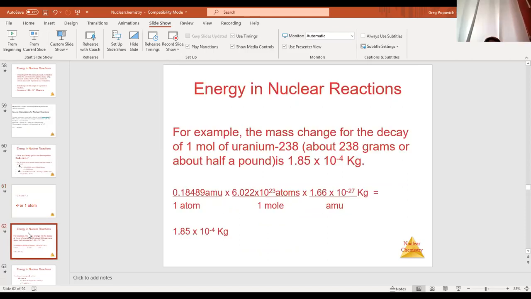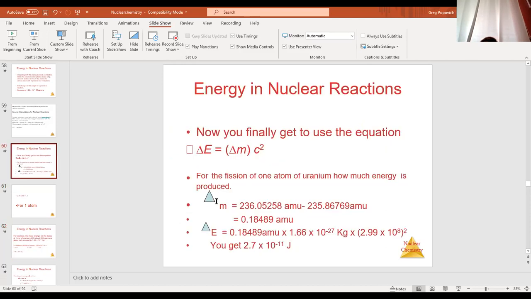I have a question. Okay, go for it, Emily. I'm confused as to where you pulled the 236 minus the 235. The 236 is the weight of uranium-238. The 235 is the weight of uranium-235. Okay? Of 1 atom of each. Okay, Emily? Yes.